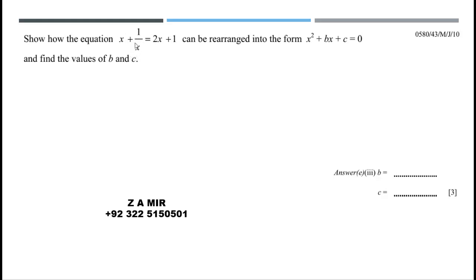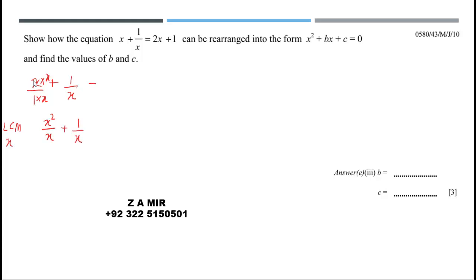So how we can do that? First of all, we have to make these two fractions into a single fraction. So let me put 1 under this. Here we have different denominators. LCM is x. So we will make the denominator x. I will multiply x over here and here, and this is already x. So it will be x square over x plus 1 over x.